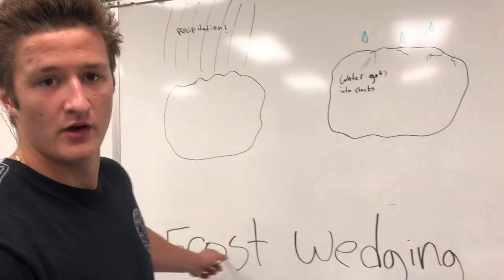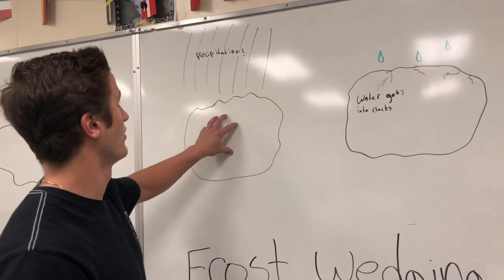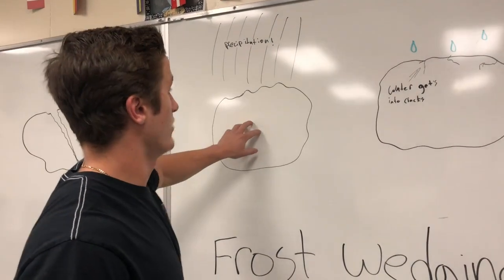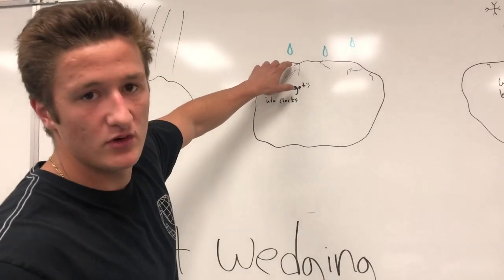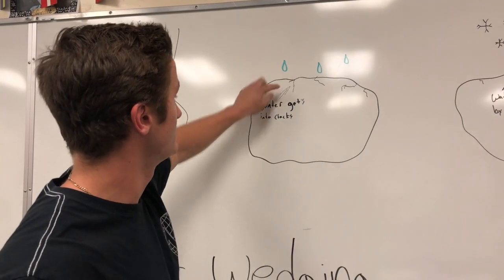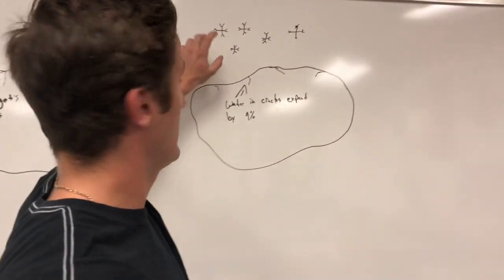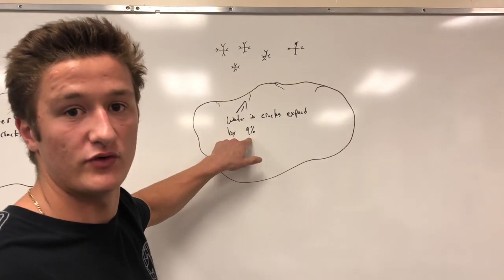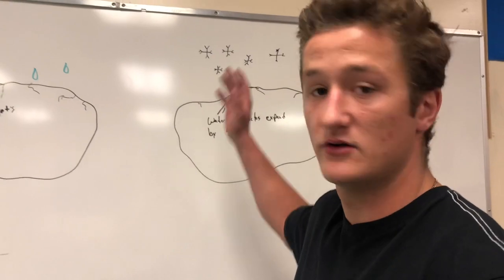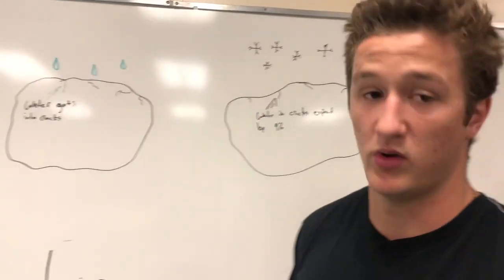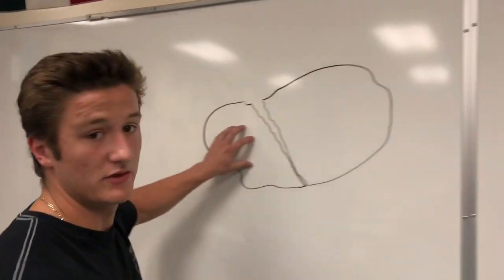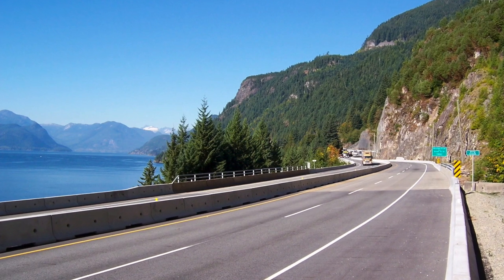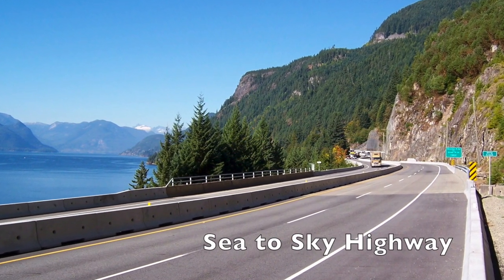So here I'm going to explain frost wedging. Okay, so what happens to a rock is there will be rain coming down on it all the time, and there are very small cracks in the rock that the rain gets into, and then during the winter time it gets super cold outside where the water freezes and it expands by 9% and it cracks the rock. After years and years of this happening, the final product is going to be just the rock cracked in half. Frost wedging.